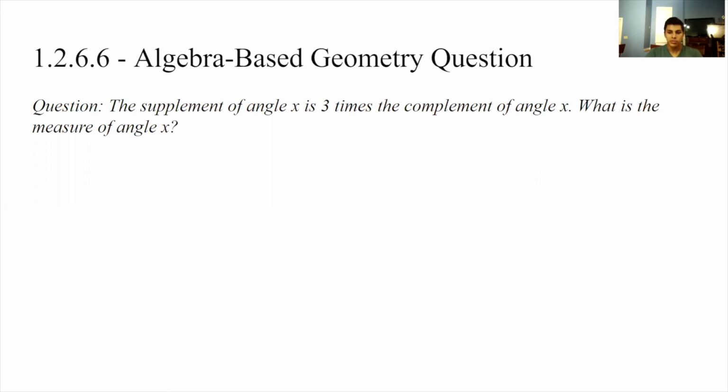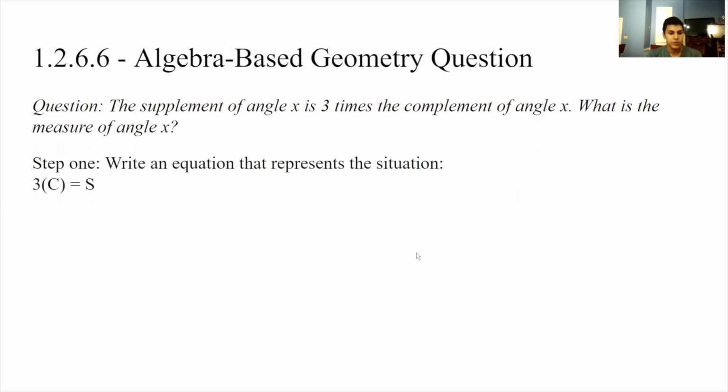So let's go through the thought process to understand how you actually turn this question into an equation and then find the value of the variable that you're trying to find, which is x in this case. So the first thing that you should do is write an equation that represents the situation. So here's our equation below. 3 times c equals s.